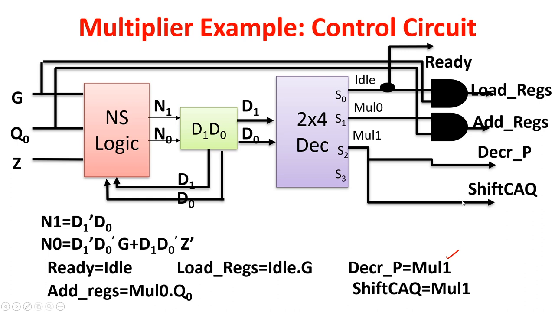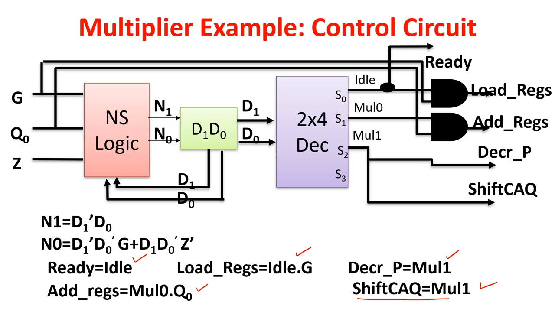So, decrement in MUL1, shift in MUL1, then load register in IDLE, ready is in IDLE, add register is in MUL0 with Q0. This is fine. And next state and current state, how will it change, on what value will it change?